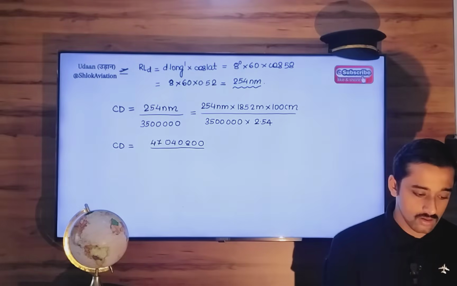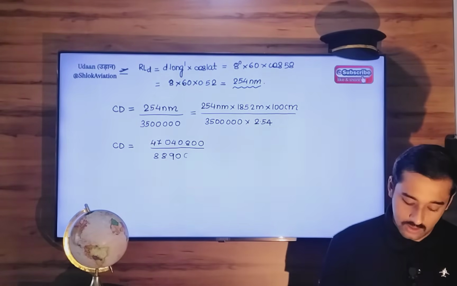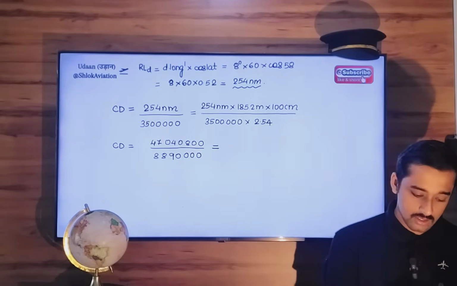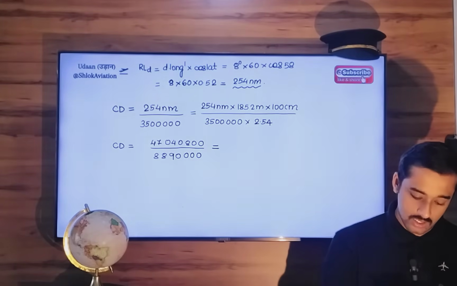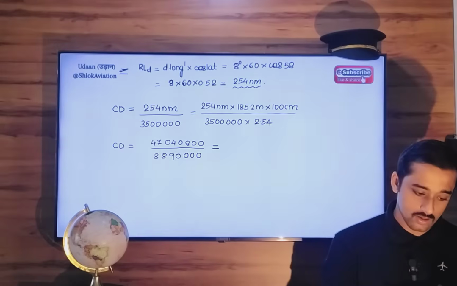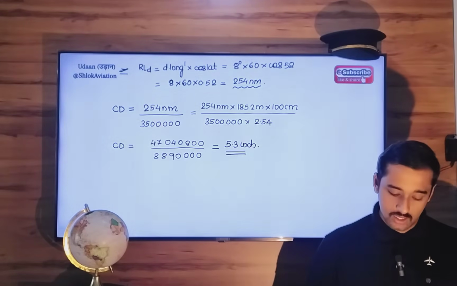3500,123 into 2.54, that is 8890,123. So divide this 47040800 divided by 8890,123. That is equal to 5.29, that is 5.3 inches. So the final answer is 5.3 inch.